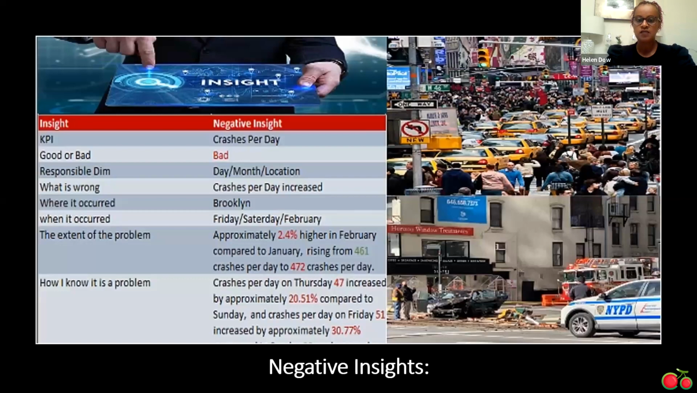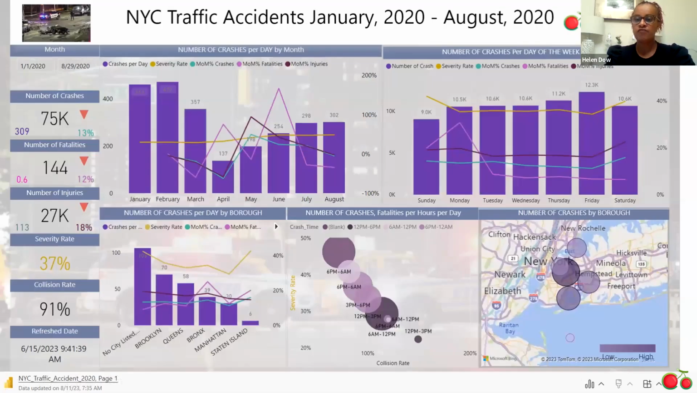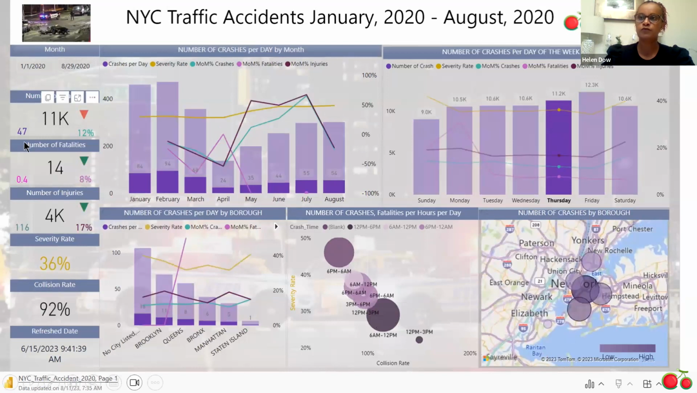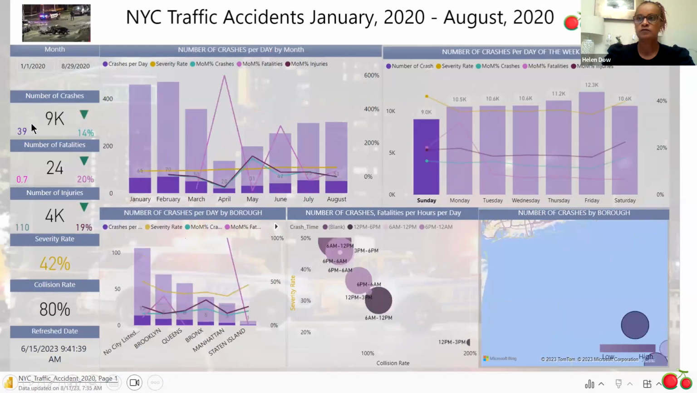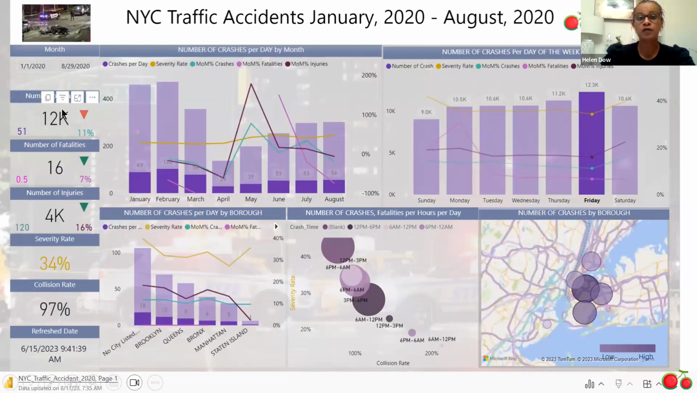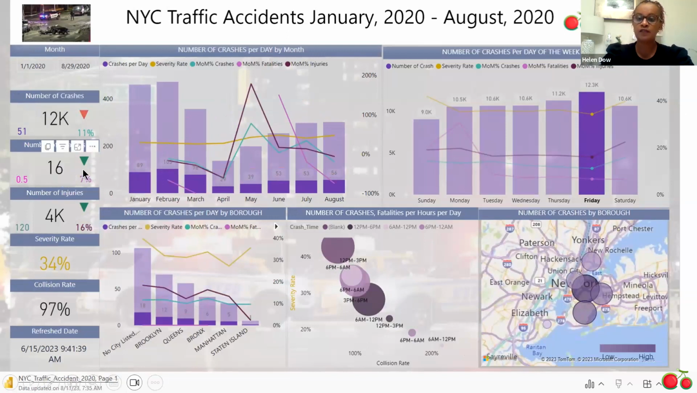I also found negative insights. One of the negative insights I found was that Thursday and Friday experienced the highest number of crashes per day. The number of crashes increased on Thursday, which was 47 crashes per day, approximately 20.51% compared to Sunday, which was 39 crashes per day. The number of crashes increased on Friday, which was 51 crashes per day, approximately 30.77% compared to Sunday, which was 39 crashes per day.